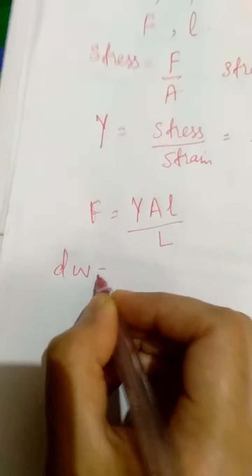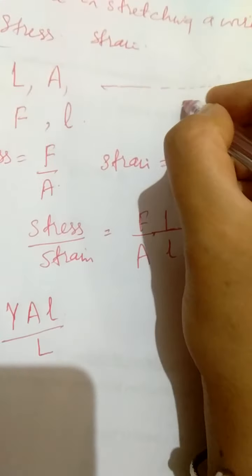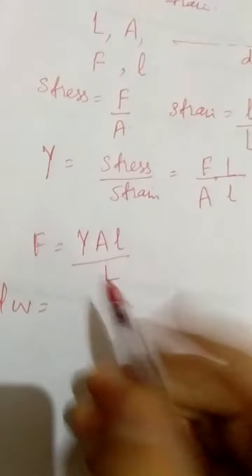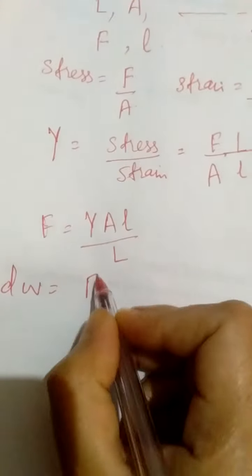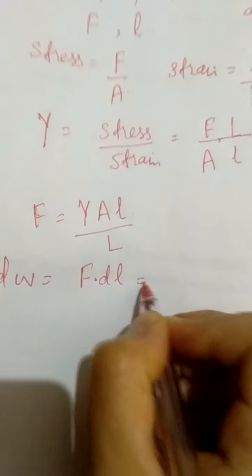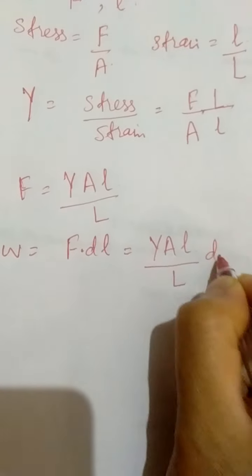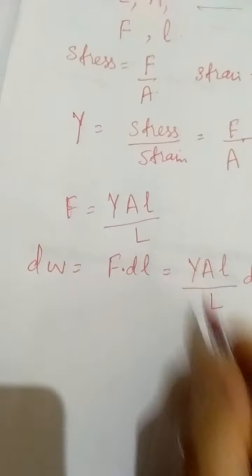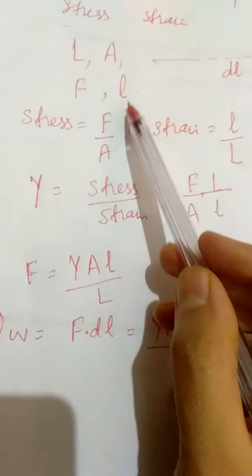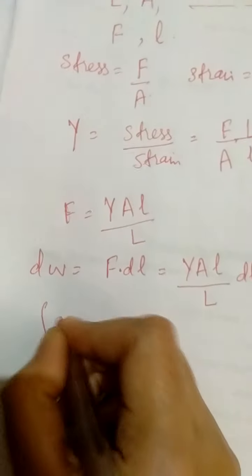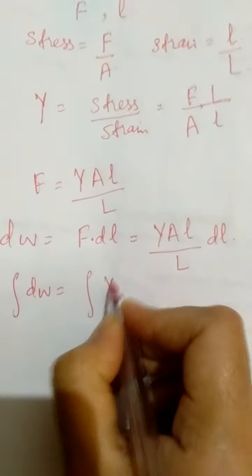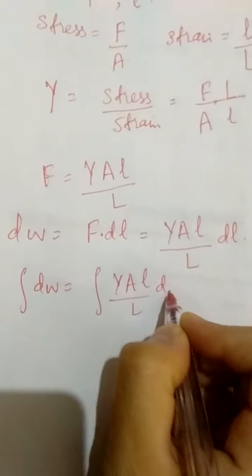Now suppose dW is the work done when this force does a small extension dl in this wire. Small extension dl. So how can we write this work done? It is F dot dl, simple. And what is F? It is capital Y, capital A, small l by capital L, dl. And when we integrate the same expression, we will obtain the total work done in stretching this wire by a length small l. So integral dW is integral YA small l by capital L dl.